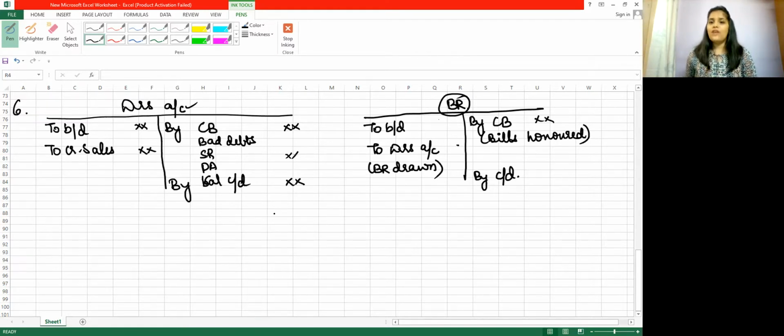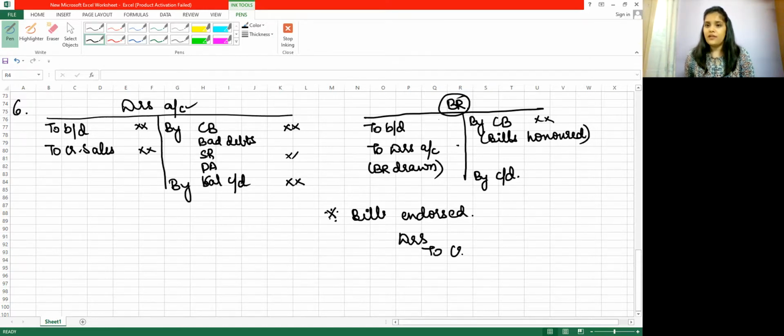Okay, now a very important entry. Whenever a bill endorsed is dishonored, that time the journal entry is debtors to creditors. So it will not affect the bills account anywhere.